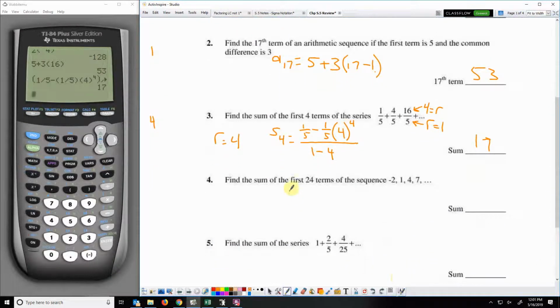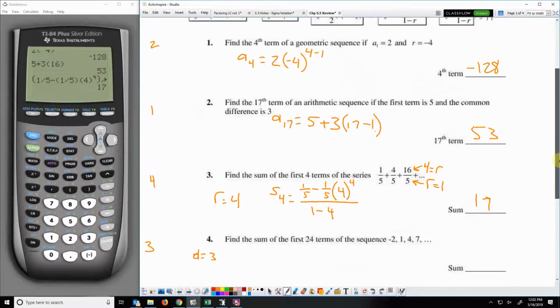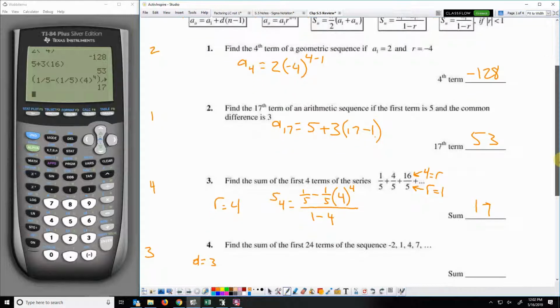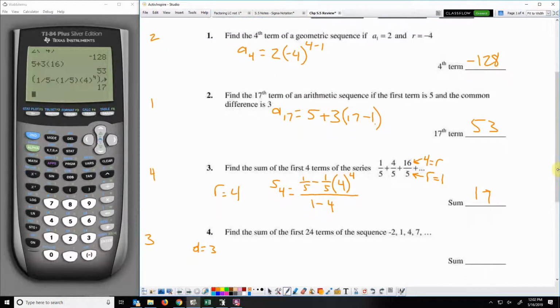Sum of the first 24 terms. So once again, it's either formula 3 or formula 4 because it's a sum and it's not infinite. And it looks like we're going up 3 every time. So there's a common difference of 3. So I'm going to use formula 3. Okay, so the sum of an arithmetic sequence, n over 2 times a1 plus a sub n.